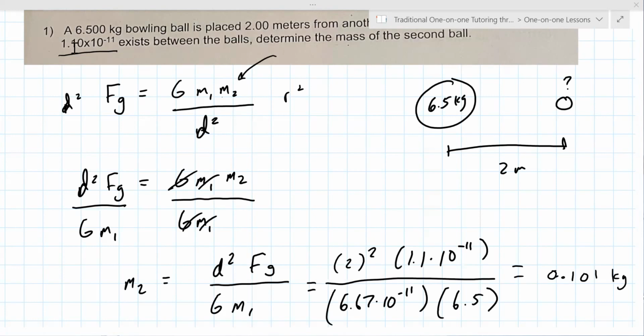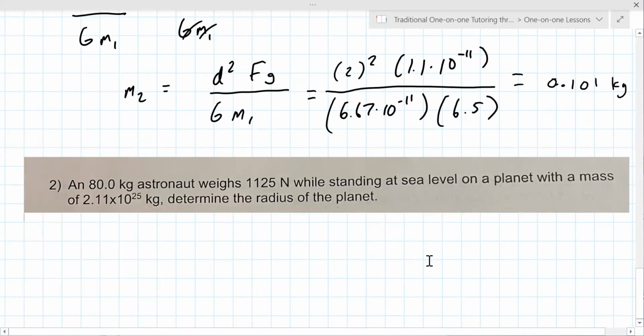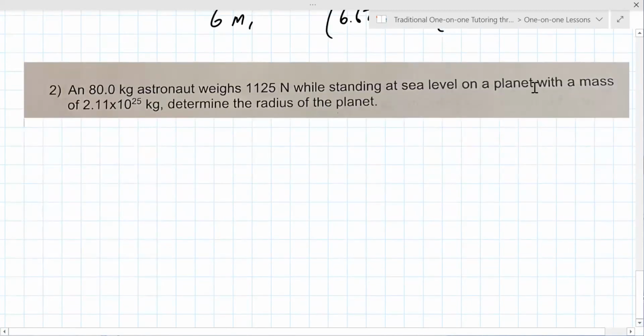All right, let's look at number 2. Maybe number 2 is similar. Oh, this is this whole sea level business that we talked about before. Okay, so an 80 kilogram astronaut weighs 1.125 newtons while standing at sea level on a planet with a mass of 2.11 times 10 to the 25th kilograms. Determine the radius of the planet.